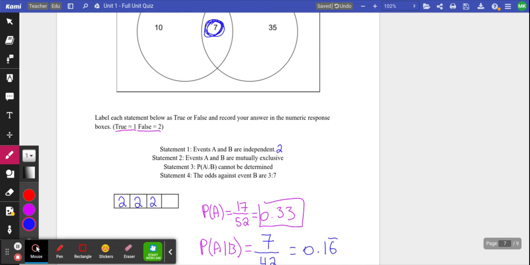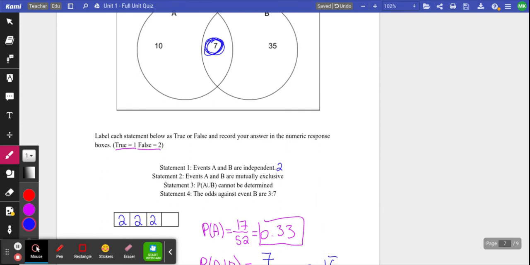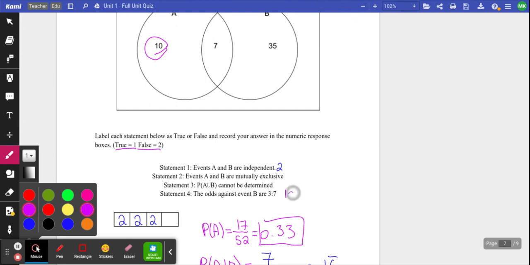And statement 4, the odds against event B are 3 to 7. Okay, we want to go against B. So that means you don't want B first. Well, don't want B, there's 10 things that I don't want. I do want B go second. There's 42 things that are in B. You could reduce this by dividing both those by 2, and you get 5 out of 21, which is not 3 out of 7. That means it's false. Every one of those statements is false. It's 2, 2, 2, 2. Awesome.